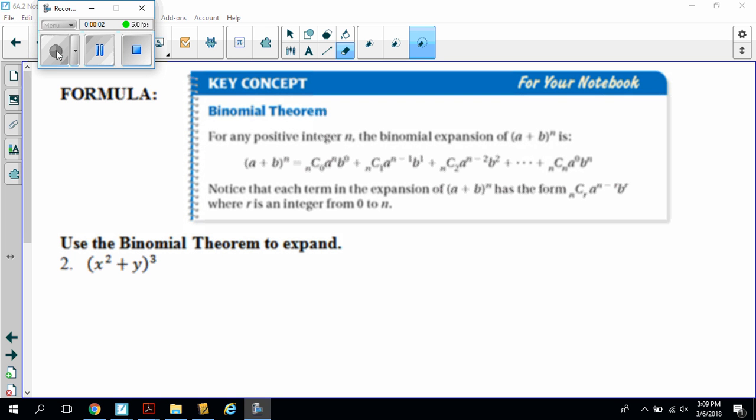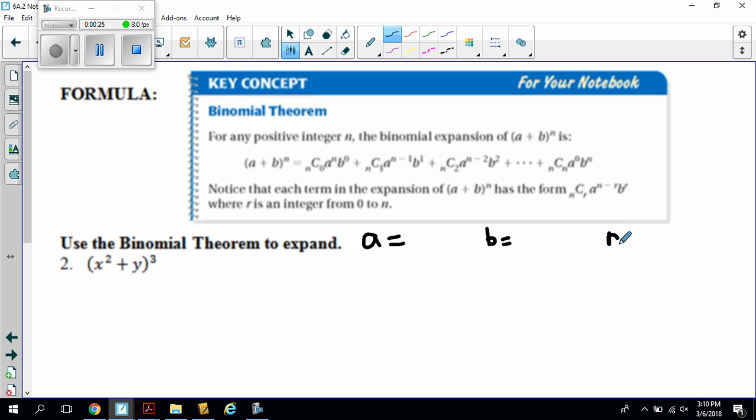Okay, so here what we're going to do for section 6A.2 day 2 notes, we're going to use the binomial theorem as well as Pascal's triangle to expand the binomial x squared plus y to the third power. Now, first thing is, I would suggest figuring out your a, your b, and your n value.